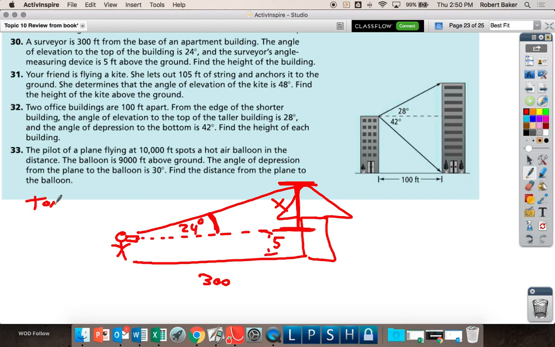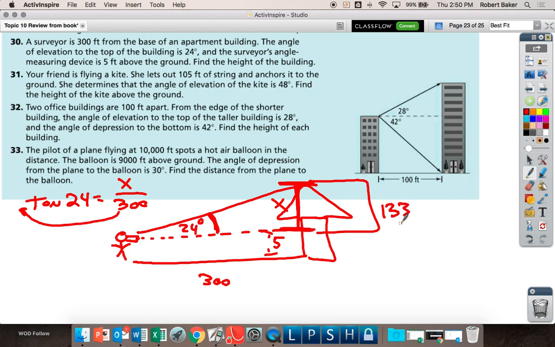Tangent. The tangent of 24 degrees is equal to opposite over 300. So 300 tangent 24 will give you your height from the eyeball to the top of the building. I think it's like 113, maybe 133. 133. So this distance from here to here is 133. And then you have to go 5 more feet to get to the ground because that's where the device is. So 138 feet.